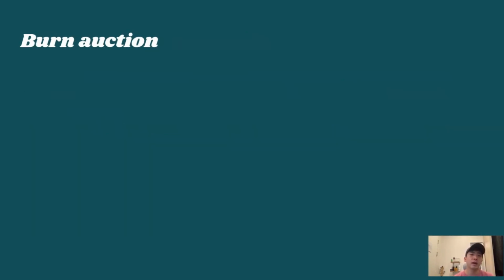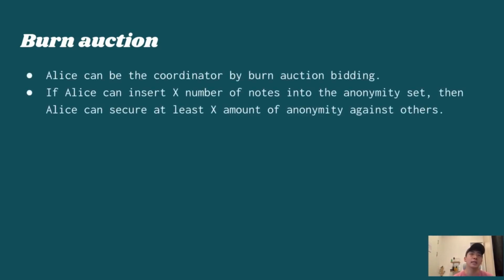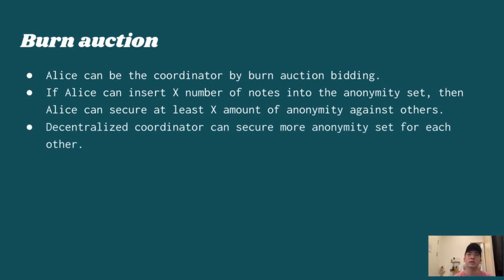To prevent this kind of attack scenario, we definitely need a decentralized coordinator system. So we use a parent auction to allow anyone to be the coordinator. For example, if Alice can insert X amount of nodes into the anonymity set, then Alice can secure at least X amount of anonymity against others. So a decentralized coordinator can secure more anonymity set for each other.